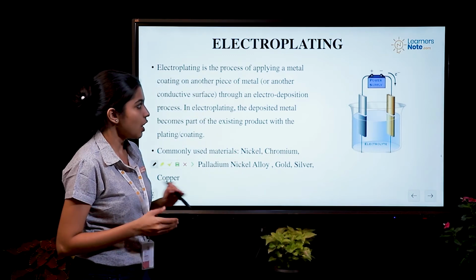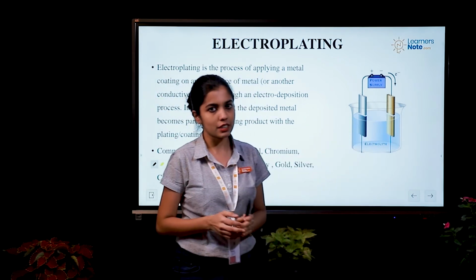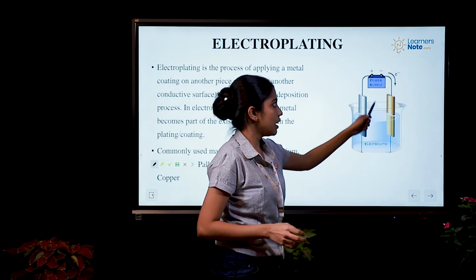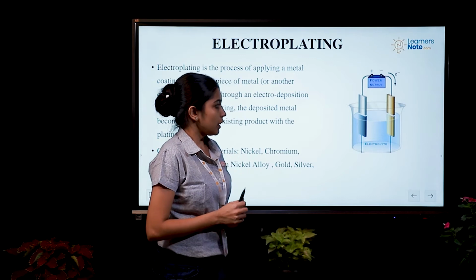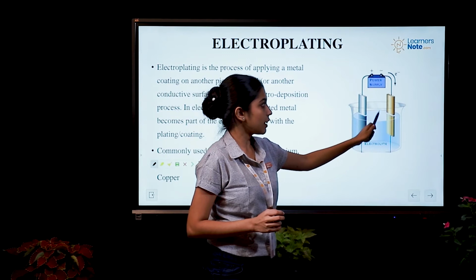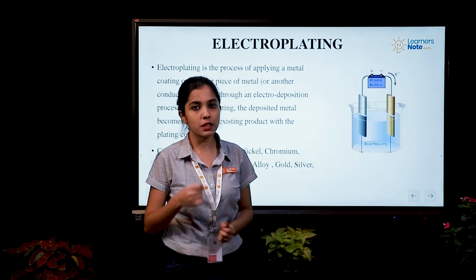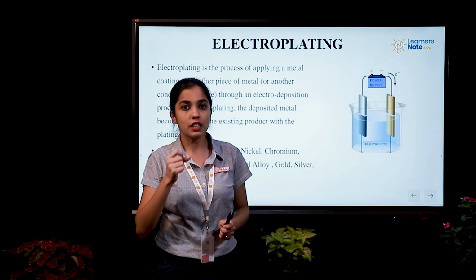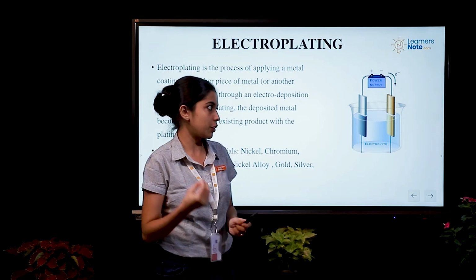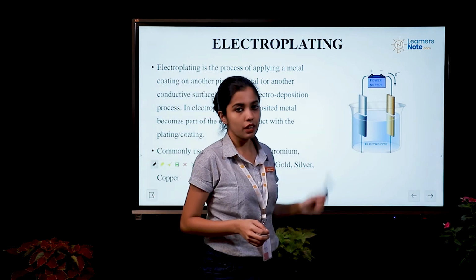In electroplating, you have a container and an electrolyte, just like in an electrochemical cell. Then you have an anode and a cathode connected to a power supply. You have to keep in mind that the cathode has to be the substance which you are trying to electroplate, and the anode has to be the material that you are using for electroplating. That is an important point to keep in mind. Once the setup is ready, you switch on the power supply.